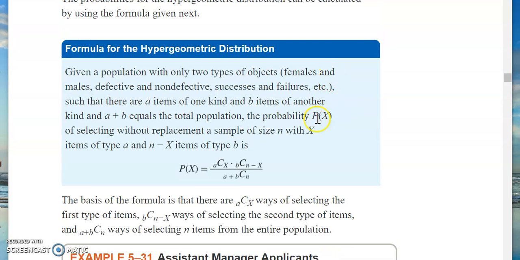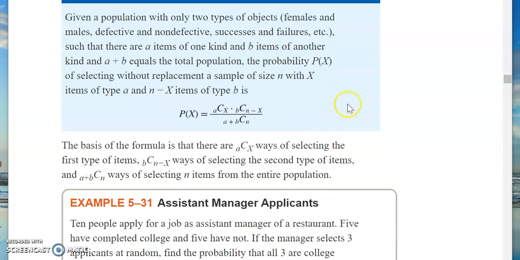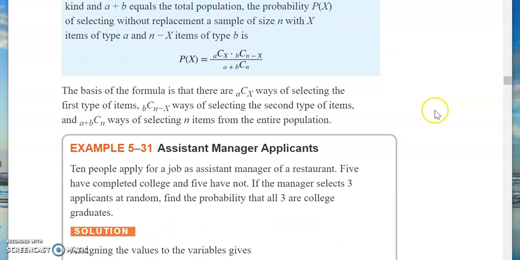I don't like the notation here. He's using A items of one kind and B items of another kind. Those are numbers. And then here he's talking about type A and type B. So he's kind of mixing up these letters. On the one hand, they're an actual number, and on the other hand, they're an actual type. So it's a little bit confusing. But I think if we work our way through the example, we'll be okay.